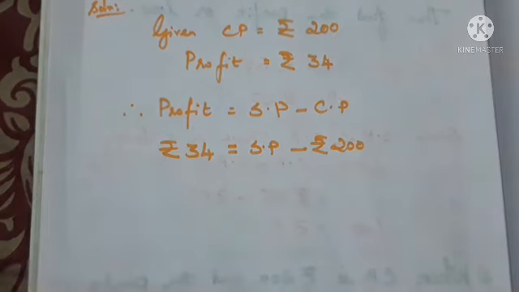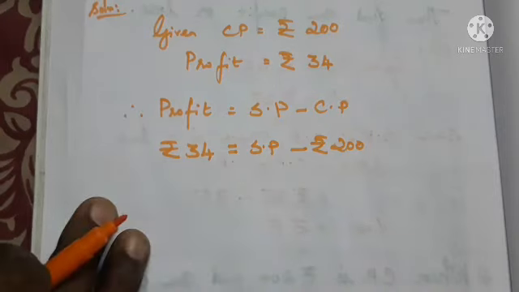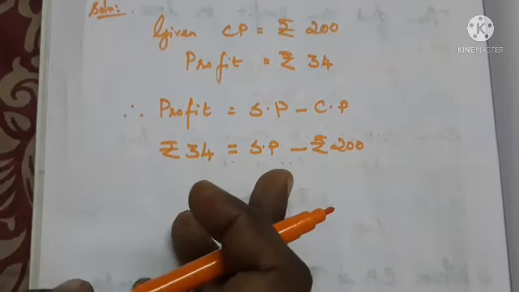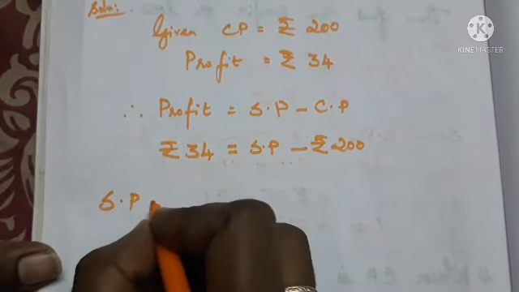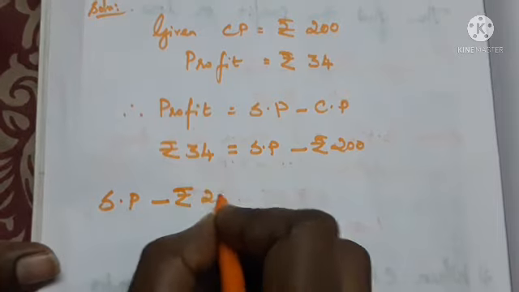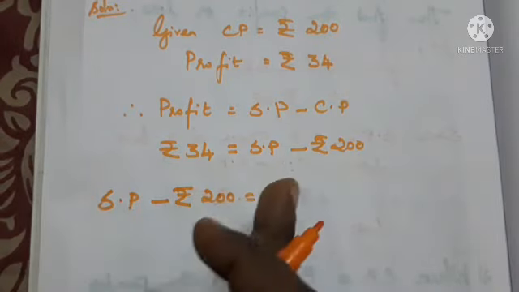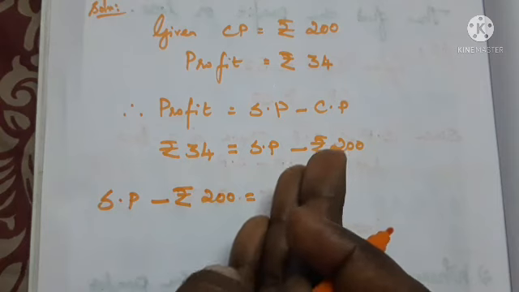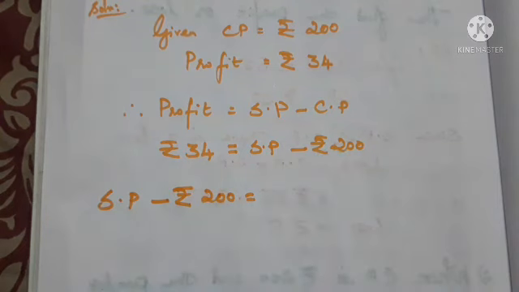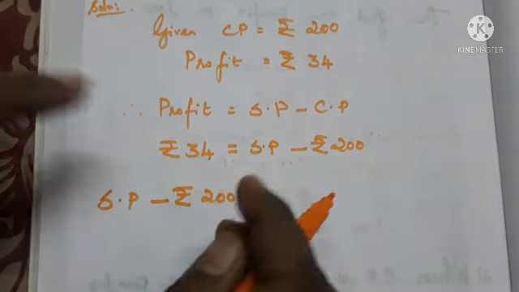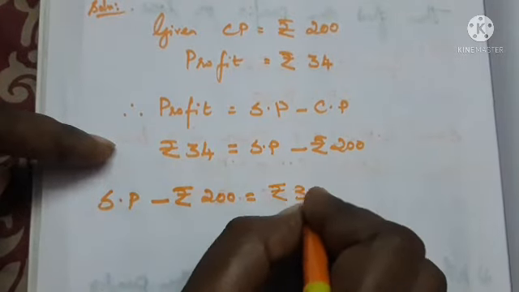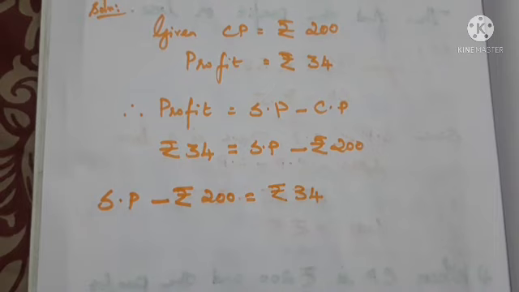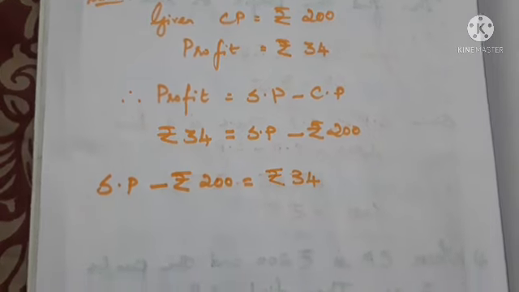So we have to take it to the left side. It is on the right side, now we have to take it to the left side. So we can write SP minus rupees 200, the value won't change. After the equal to we have SP minus rupees 200, that we have to take before the equal to. That is, SP minus rupees 200 is equal to, and we can write this rupees 34 on the right side. So SP minus rupees 200 is equal to rupees 34.